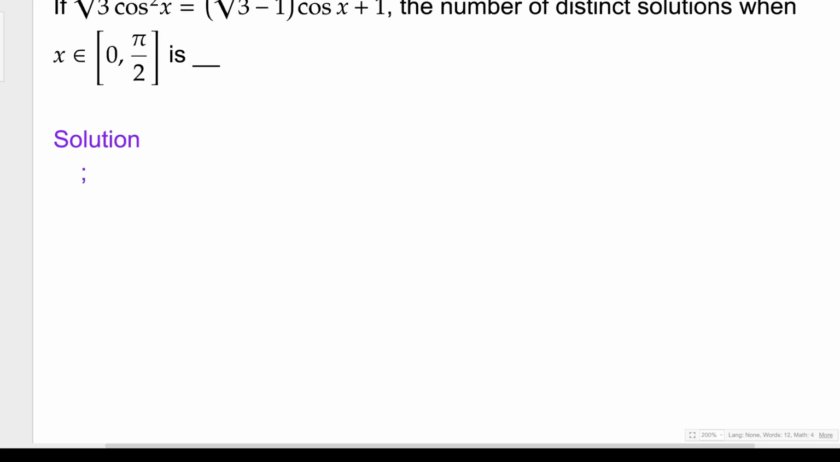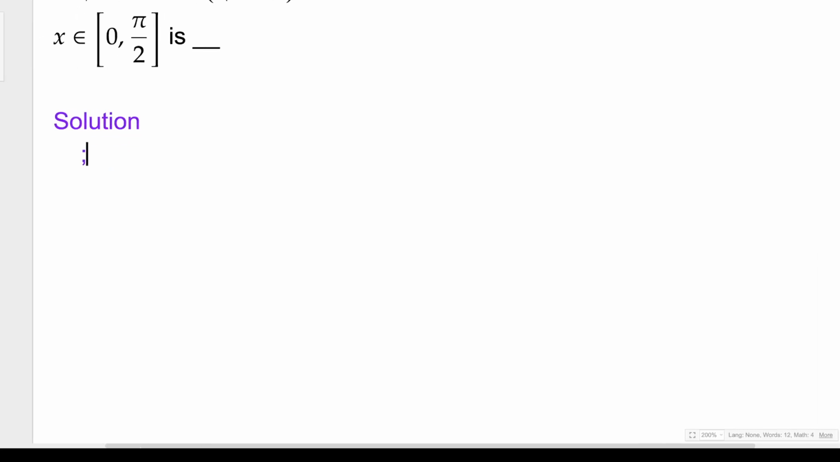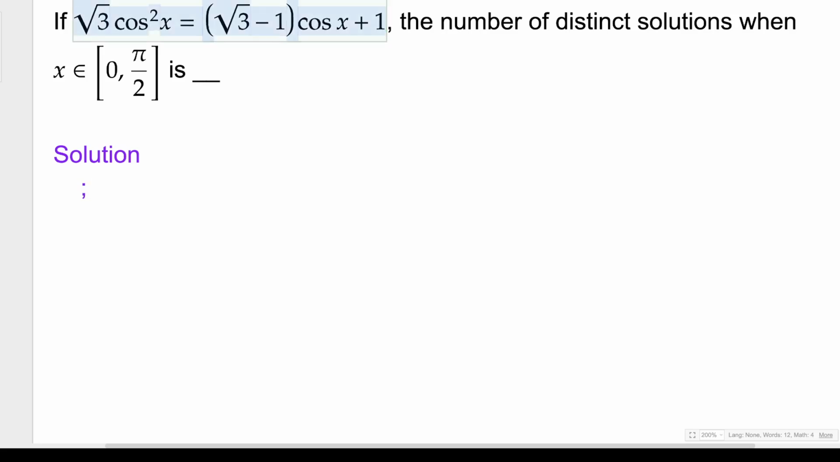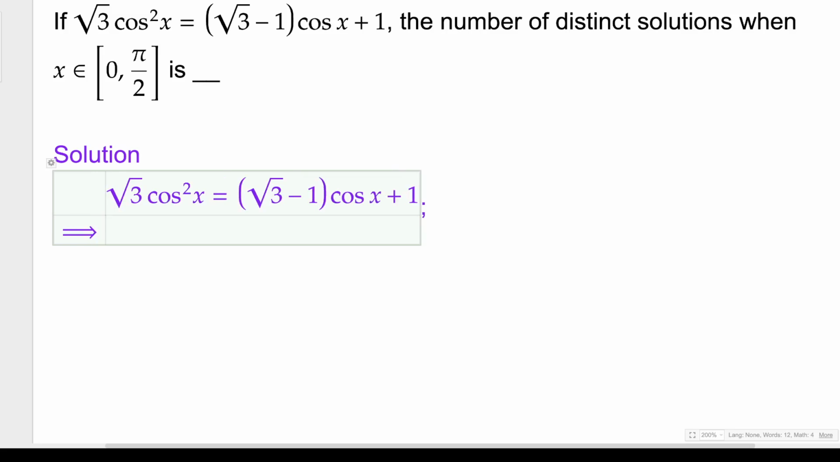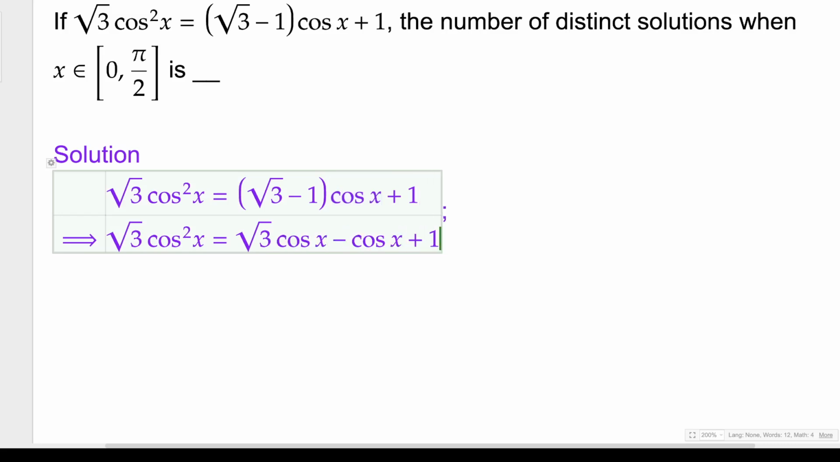Now, this is the given equation. First of all, I'll write the given equation as it is, and after that I'll be resolving it. This can be written as square root of 3 times cos x squared as it is, and this I'll just multiply, the square root of 3 times cosine of x, and here minus cosine of x plus 1. Now I'll subtract this square root of 3 times cos x on both sides.